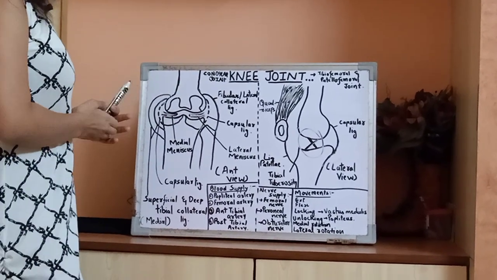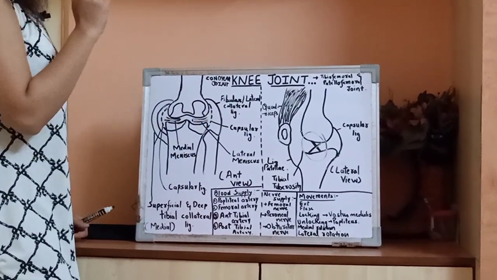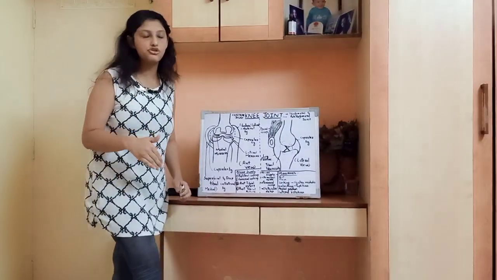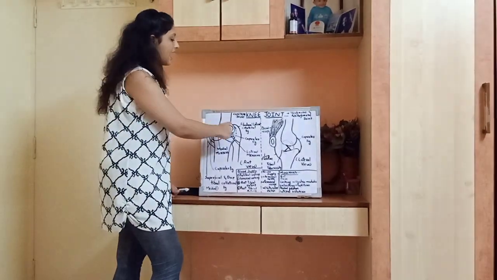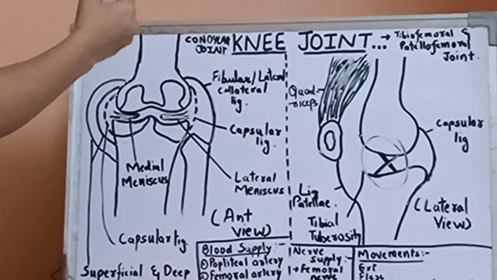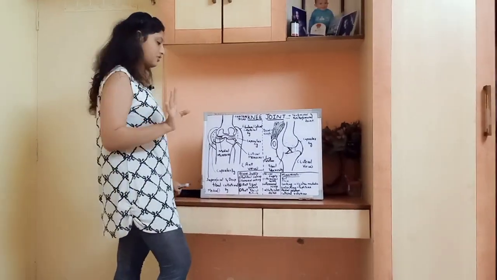Coming towards the lateral collateral ligament, that has been termed the fibular collateral ligament. You must be aware that the fibula is not part of the knee joint. Yes, you are right. But as the ligament inserts over the fibula, it has been termed the fibular collateral ligament, or you can generally call it the lateral collateral ligament, right?